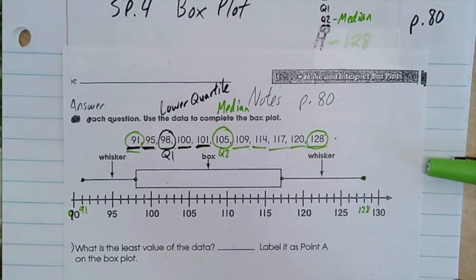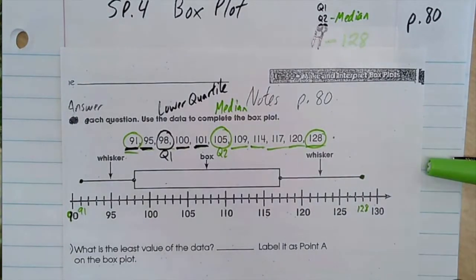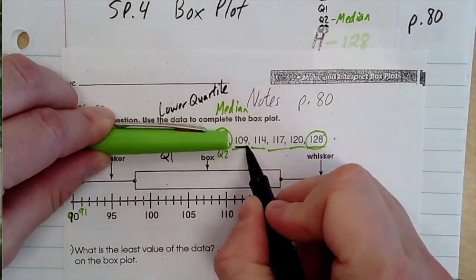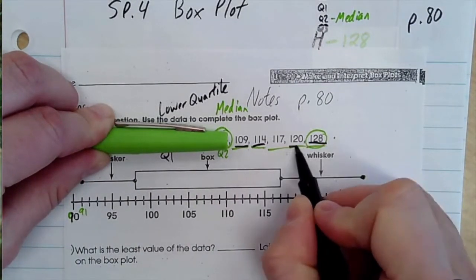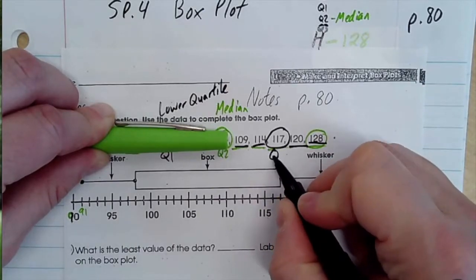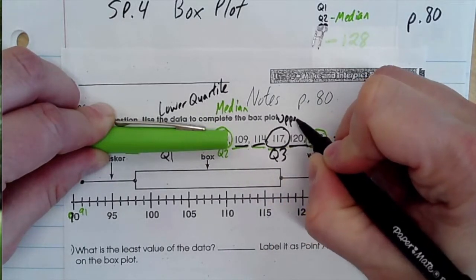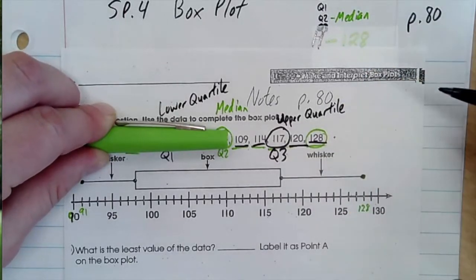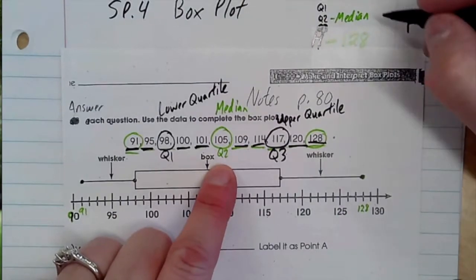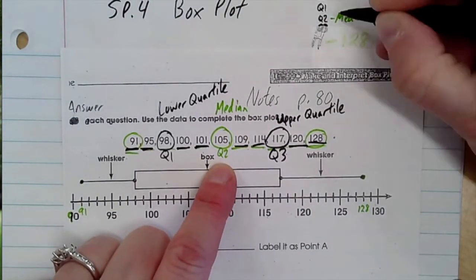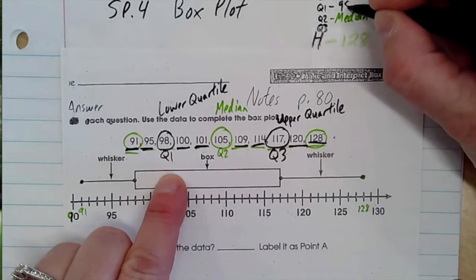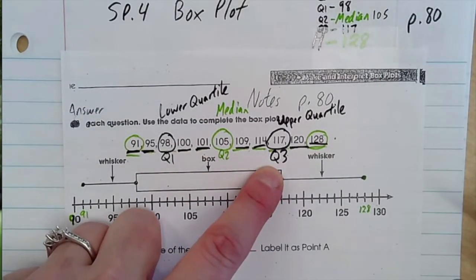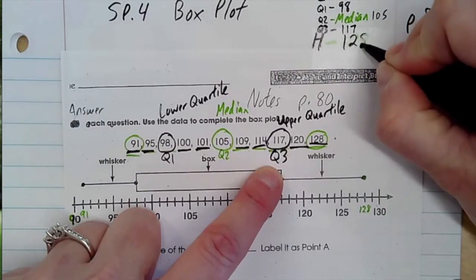To do the same thing for the upper quartile, we cover up the bottom half and we have to find quartile 3, which is in the middle. So 1, 2 on this side, 1, 2 on this side. The middle number is 117. That's your quartile 3. Sometimes we refer to this as the upper quartile. So you have to find quartile 2 first, your median, and that was 105. Quartile 1 ended up being 98, and quartile 3 ended up being 117. So looking at your numbers, this was a 128. I know that was kind of hard to read.